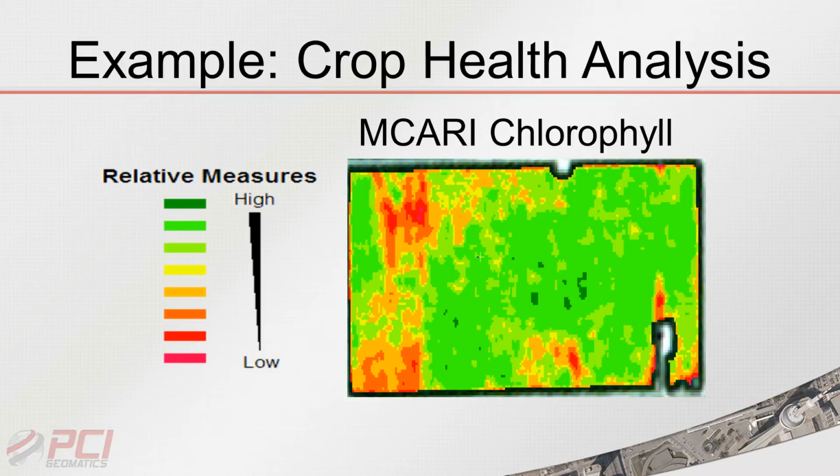We can see here it can produce a result where you have low values in red and orange, where we have low chlorophyll measurements and therefore may have some concern about the agricultural plants, and then high values in green, where the chlorophyll measurements are adequate.